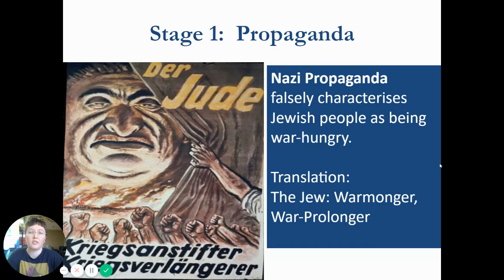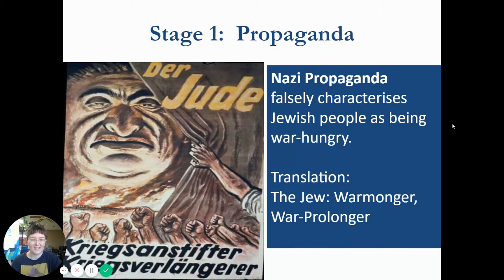So the first stage was propaganda, and this would be before the war and outside of the war. Europe has a long history of some anti-Semitism in different points of time. So this was just building upon this and using it for a specific purpose. Nazi propaganda was made to make Jewish people look like they were war hungry. So the poster you see there says up top, the Jew, warmonger. So just making the German people think that Jewish people wanted war.